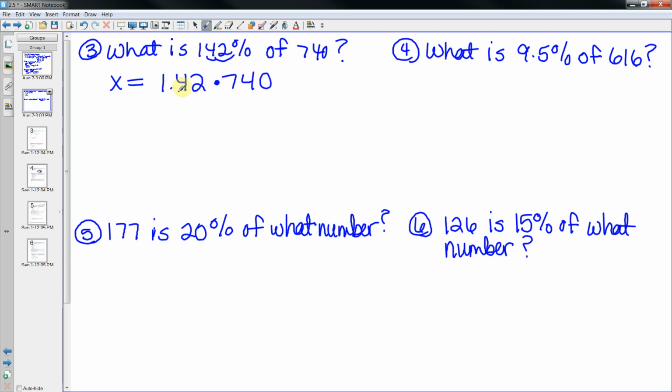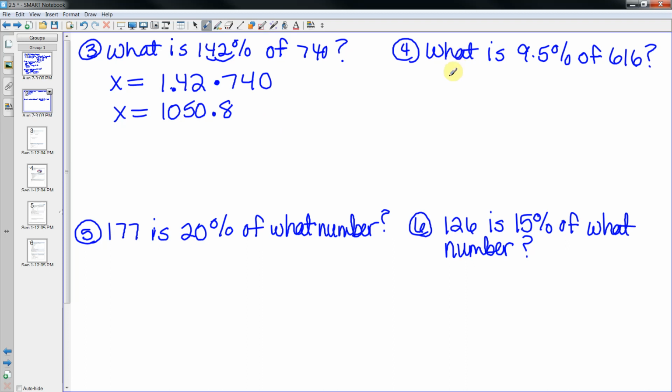740. Now this one is nice because there is no division here. I just need to take 1.42 and multiply it times 740. And when I do that, I get 1050.8. So this one is a little bit easier. There was no division involved. So you have to watch your problem. If you have an x by itself and then just numbers on the other side of the equal sign, you're probably going to have a multiplication problem.